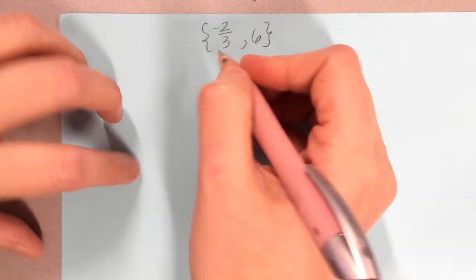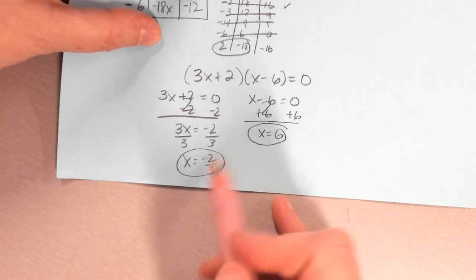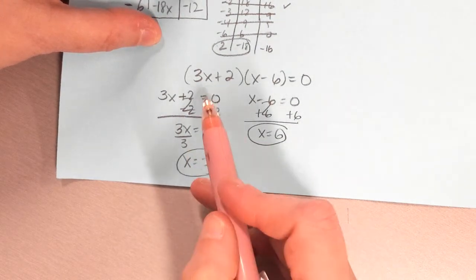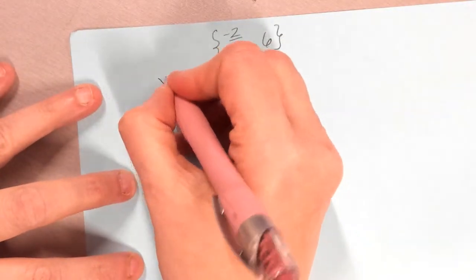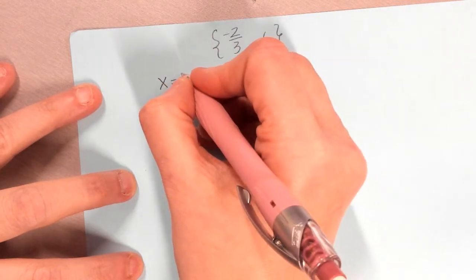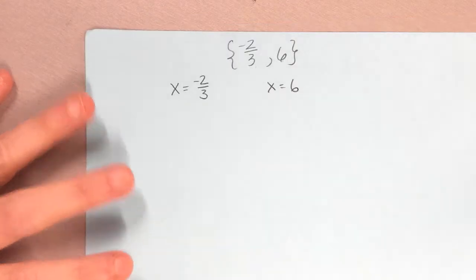Okay? So the last step here was, before we did this, we solved the equation, so we solved the factor. So we're going to take this, we're going to turn it back into a factor. So I start by setting them equal to x. So one of my x's is negative 2/3, my other x is 6.